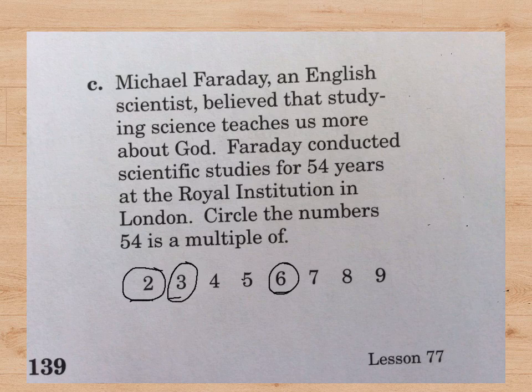What about 7? Does 7 go into 54 evenly? Well, I know that 7 times 8 is 56. 7 times 7 is 49, so it misses it. So 7 is not a multiple of 54.